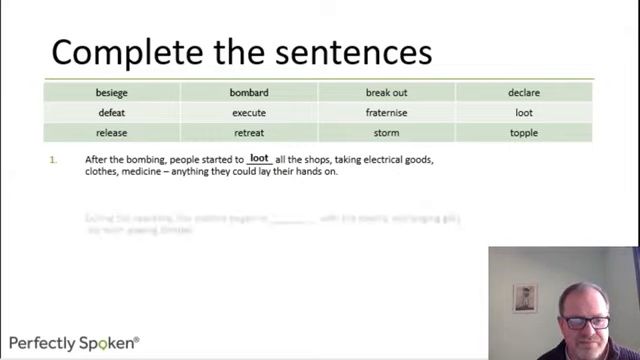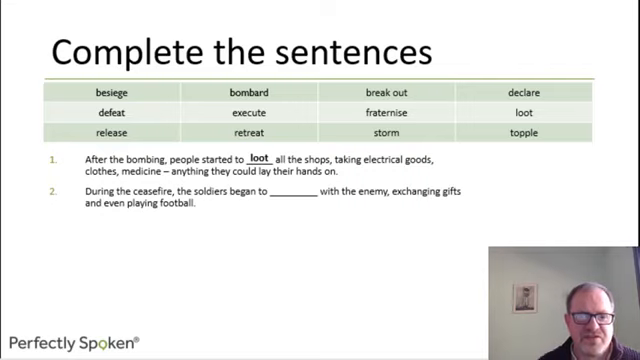Number 2. During the ceasefire, the soldiers began to something with the enemy, exchanging gifts and even playing football. We talked about the ceasefire during the First World War in the previous section. So when you go up and you exchange gifts and you befriend and talk to the enemy, the verb is to fraternize. Fraternize. You also get the word fraternal.